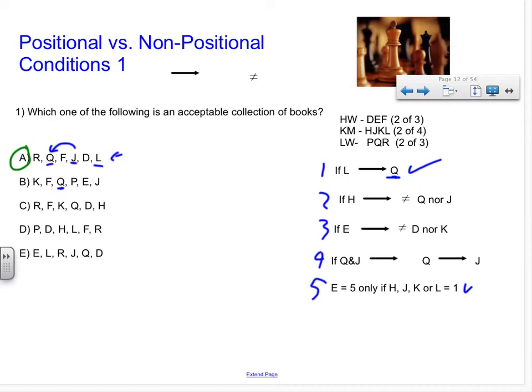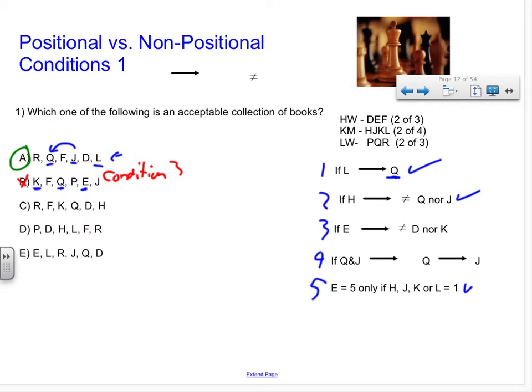Okay, condition 2. If H appears, then can't equal Q nor J. We don't have an H, so we're good with condition 2. 3. If E, then can't equal D nor K. Well, I see an E, and I see a K here, so that means it breaks condition number 3. And we can eliminate B.